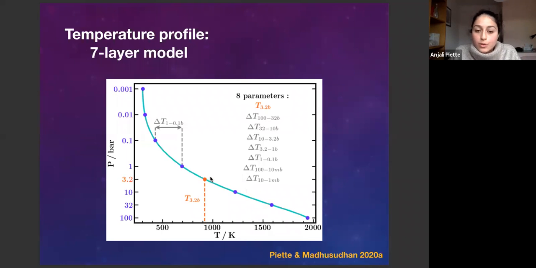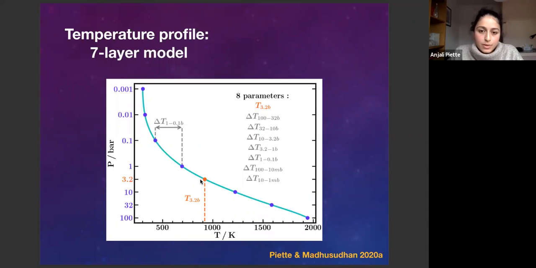And then finally, of course, you need an anchoring temperature, and we put that at around 3 bar because that's roughly in the middle of where we expect the photosphere to be. So we should be able to constrain the temperature there. So that's the new parameterization for the temperature profile that we're using.